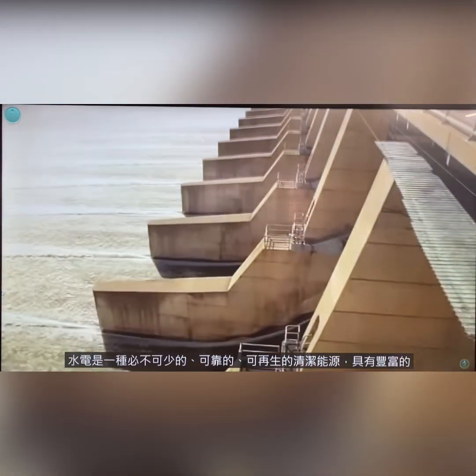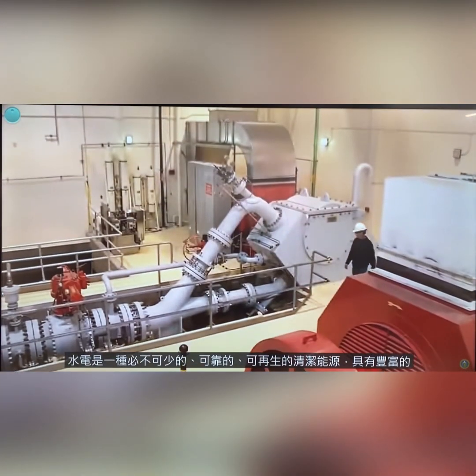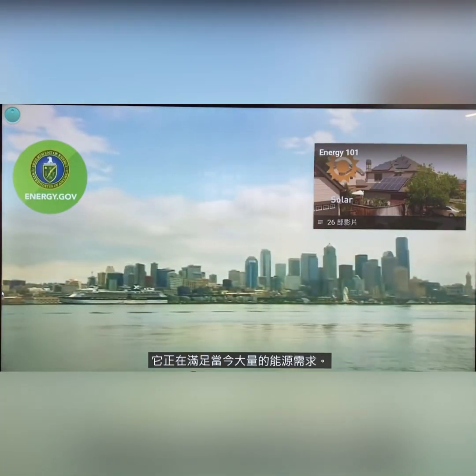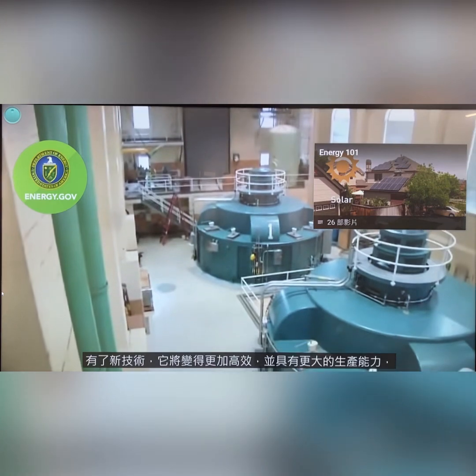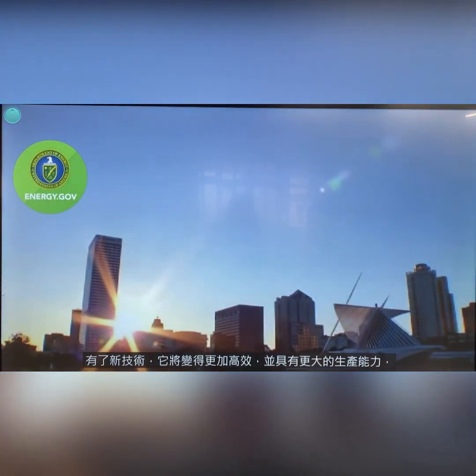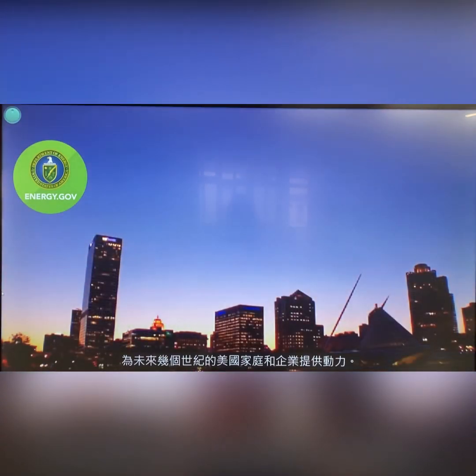Hydropower is an essential, reliable, and renewable source of clean energy with a rich history. And it's meeting substantial energy demands today. With new technologies, it will be even more efficient and have greater production capacity, powering US homes and businesses for centuries to come.